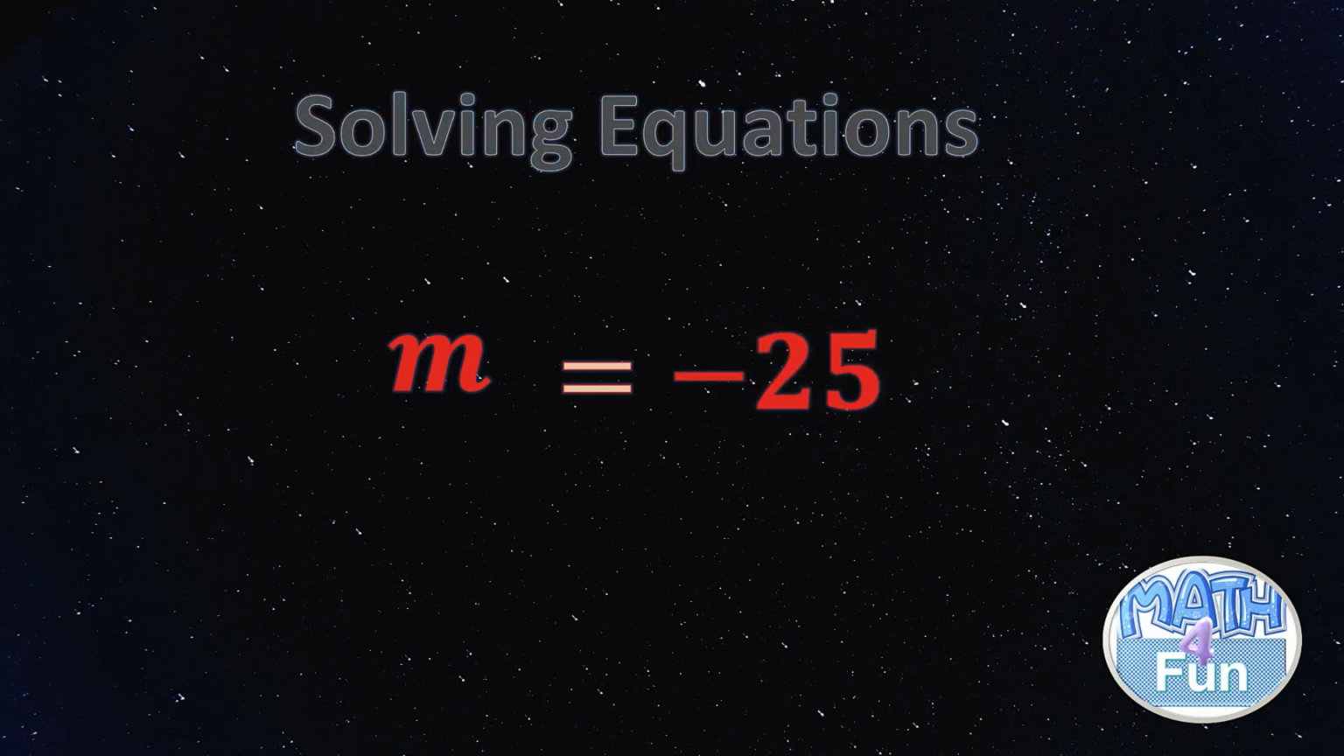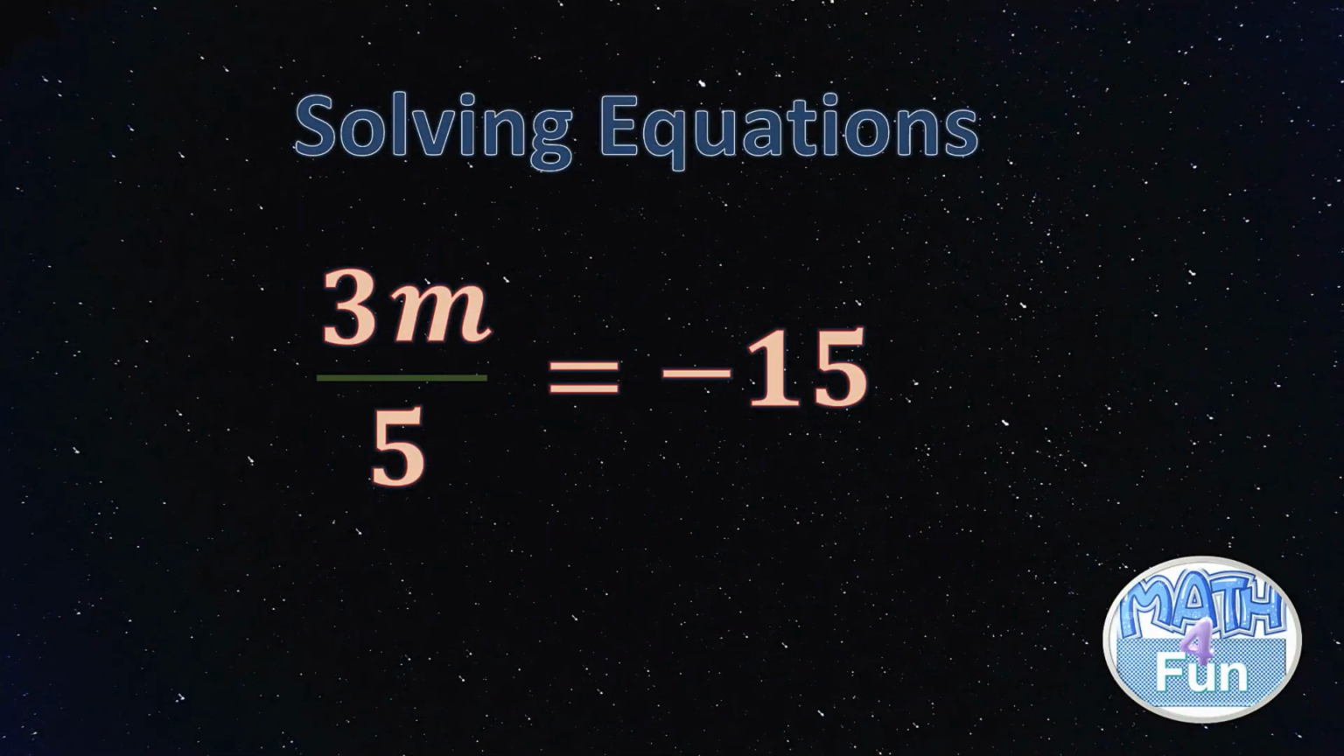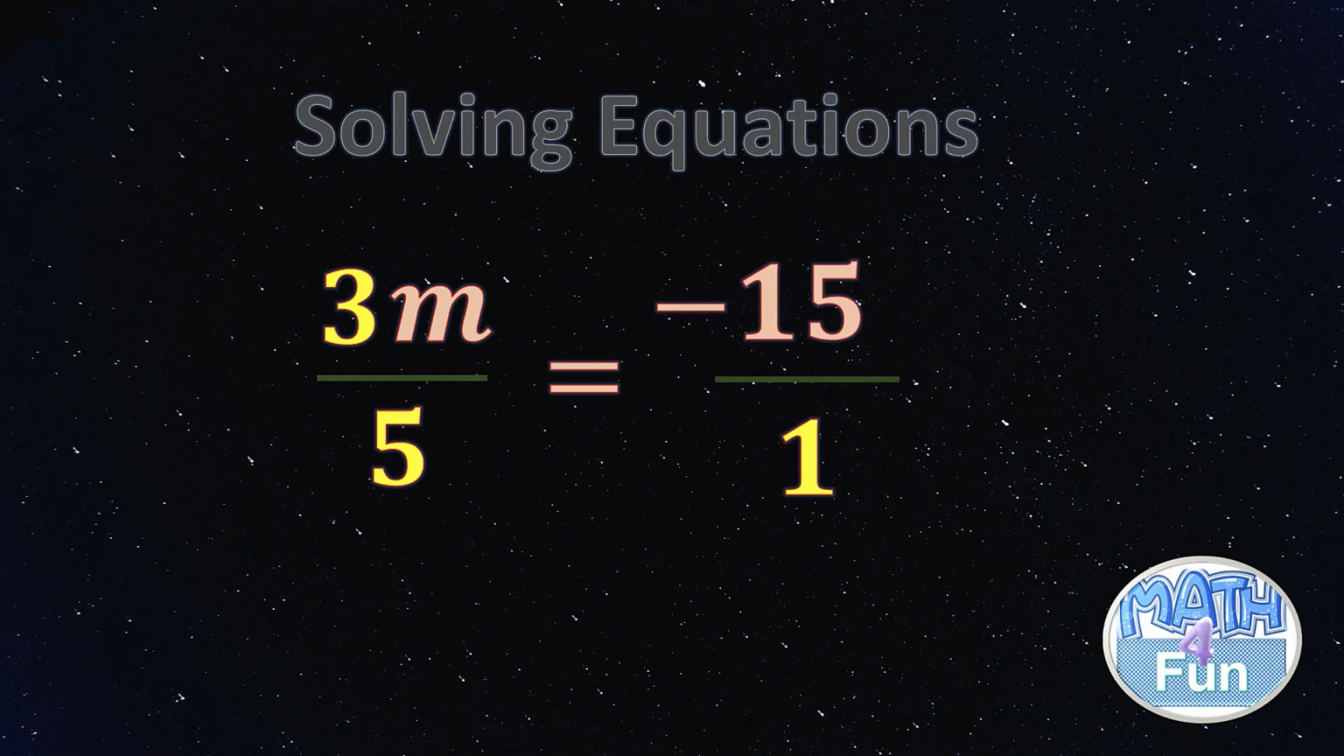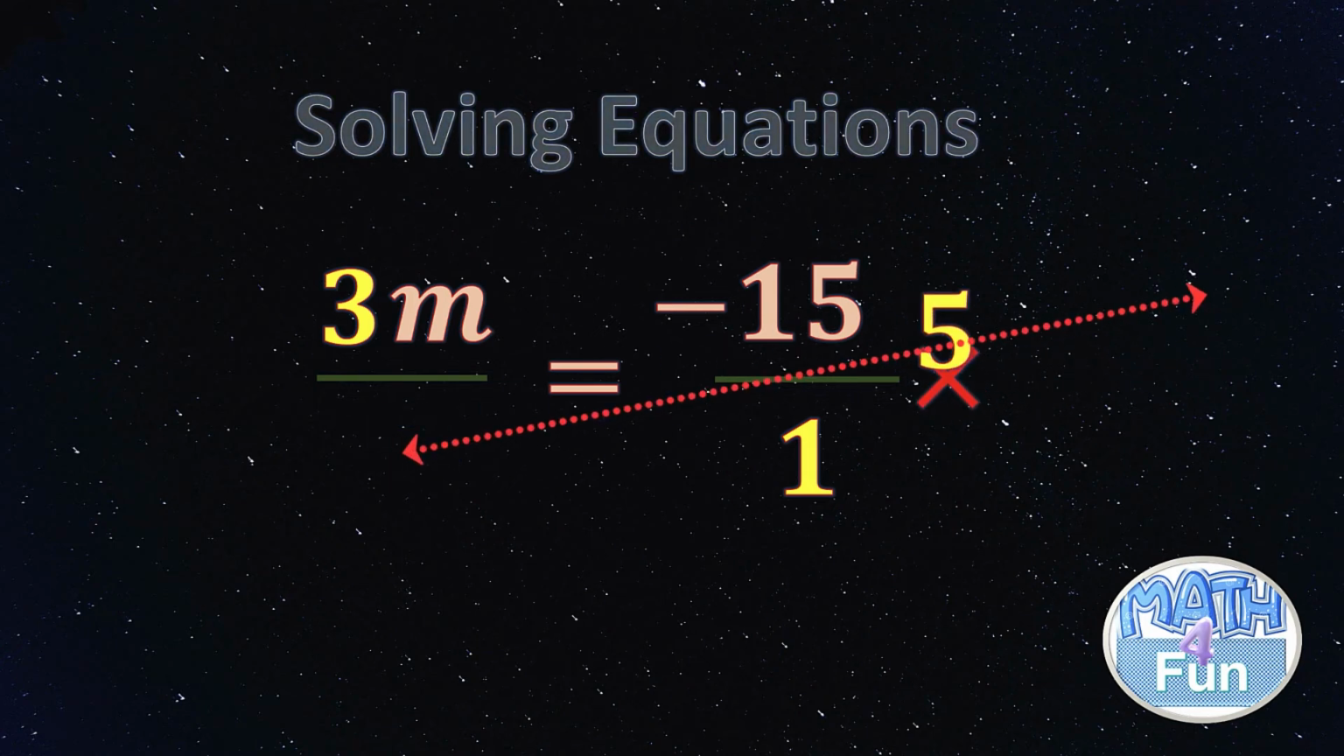And here is the answer. Let me give you a shortcut if you have a similar question. If you have 3m over 5 equals minus 15, or any other fraction, you change the minus 15 to be like a fraction, minus 15 over 1, because minus 15 over 1 is minus 15. And now, look at the 5 here in the denominator. We move it up into the second side of the equation. It was in the denominator of the first side, so move it to the numerator on the second side and multiply it by the numerator.